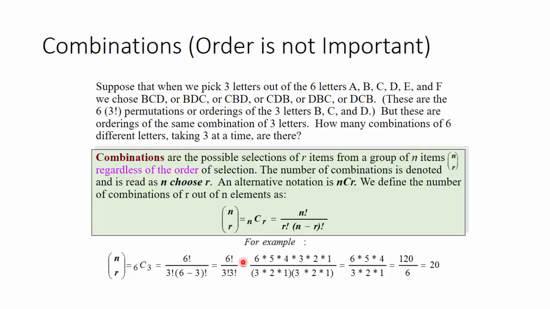Small example. Suppose I have to pick 3 letters out of 6 letters, as we saw in the permutation example. If we choose B, C, and D, so BCD or BDC or CBD or CDB or DBC or DCB, there are different ways these can be ordered, but they all mean the same because they are the same 3 letters B, C, and D. So how many such combinations of these letters are possible? You can only have 20 combinations.